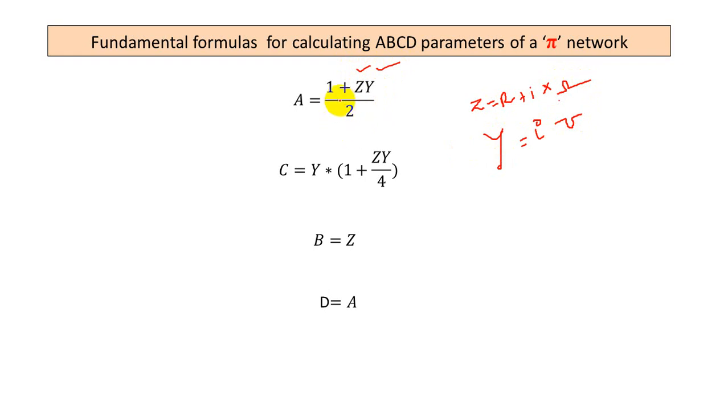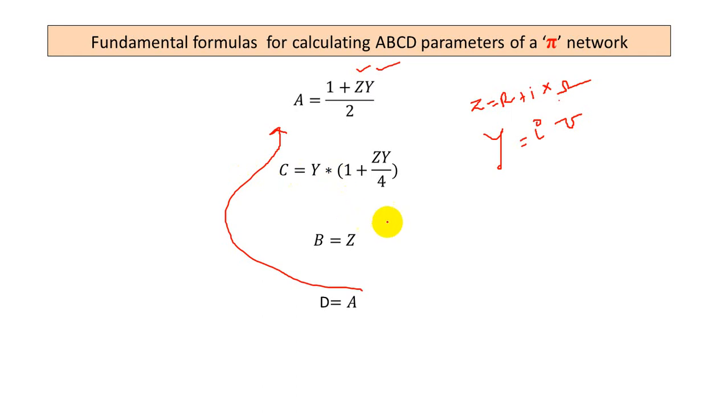A is determined by the impedance of the line and the admittance of the line, as YZ divided by 2. Similarly, your C value and B and Z. So always for a pi network, B is equal to Z and D is equal to the parameter A. That is your transmission line. To have a better understanding of these parameters, I request all the students to go through the derivation, how it is derived.